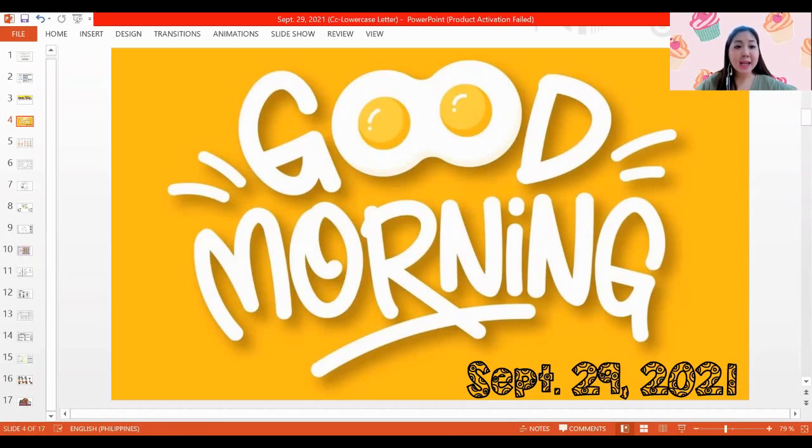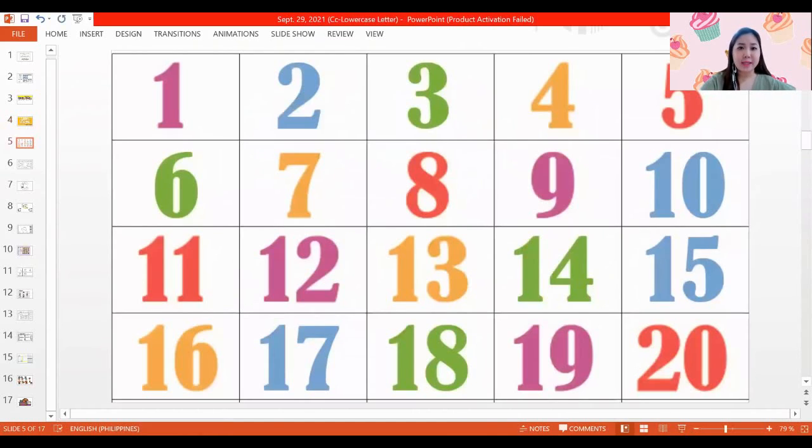2021 class. Let's start the class with counting from 1 to 20, okay? I want you to count with teacher. You have to count slowly. You have to make your voice loud, but do not shout, okay?